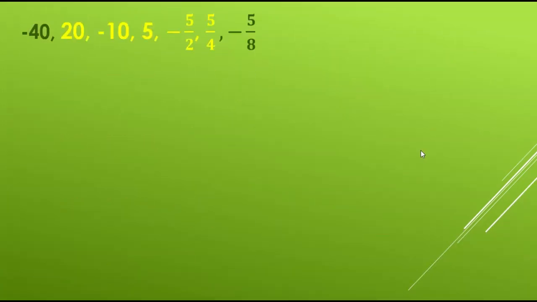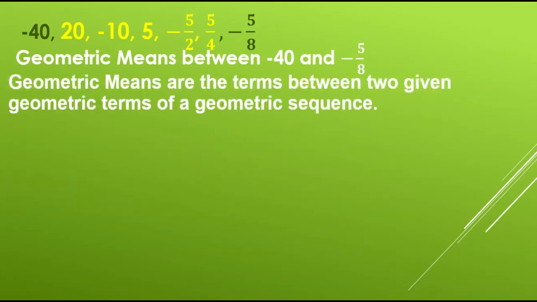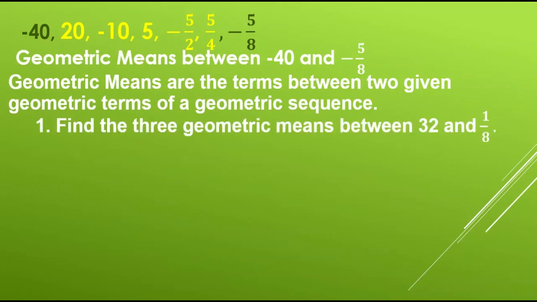Observe that this is a geometric sequence with a common ratio of negative 1/2. These 5 terms between negative 40 and negative 58 are called the geometric means. The geometric means are the terms between two given terms of a geometric sequence. Let's find the 3 geometric means between 32 and 1/8. So it will look like this, with 3 blanks between 32 and 1/8.